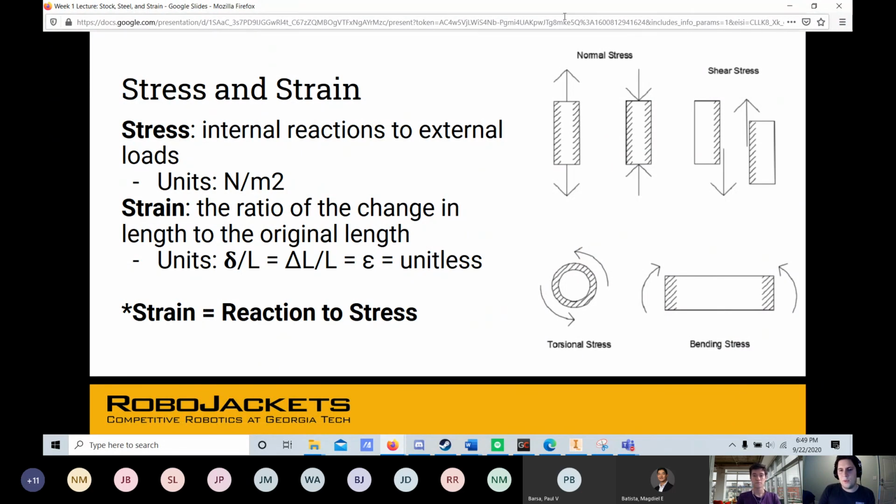Let's say you have these bars. It'll displace some dx for some force that you're applying, and you're going to compare that change in length to the original length, and that'll give you your strain. Because you're doing a length over a length, this strain is going to be unitless. And on a final note, we denote stress as sigma and strain as epsilon.